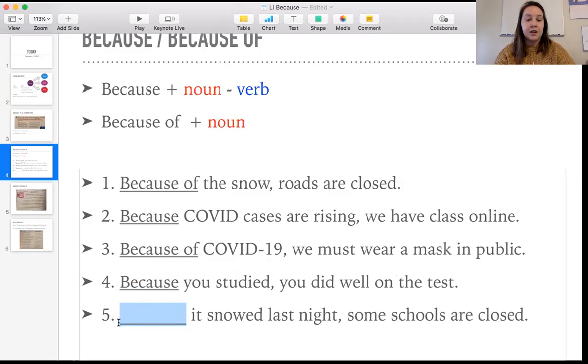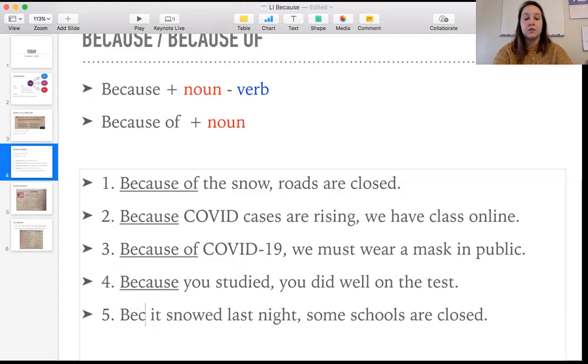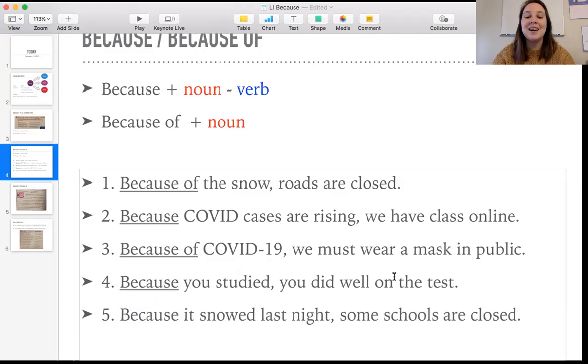And number 5, because it snowed last night. So we have a noun, it, and a verb, snowed last night. Some schools are closed.